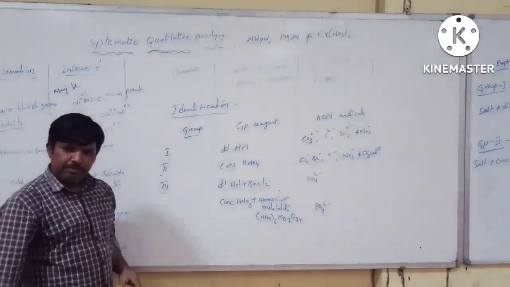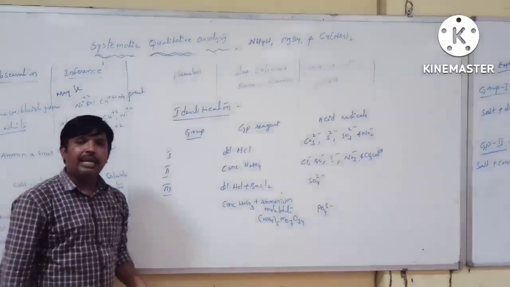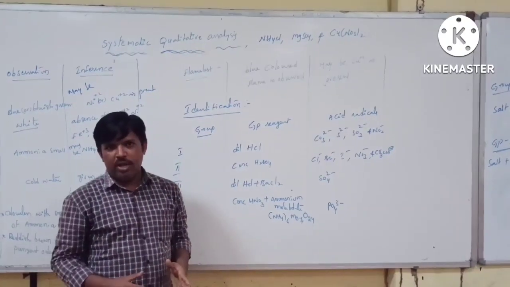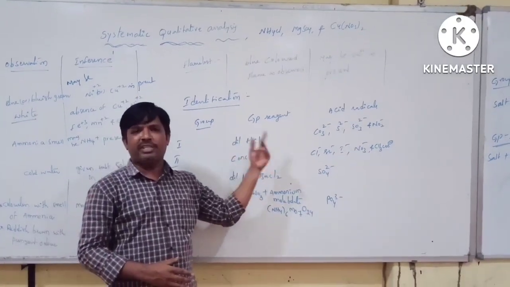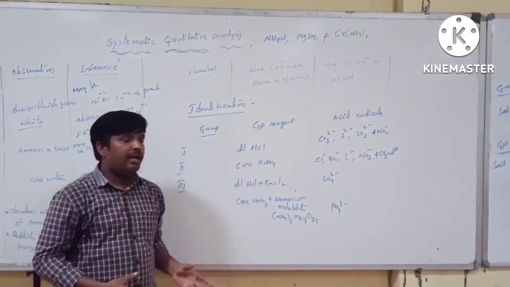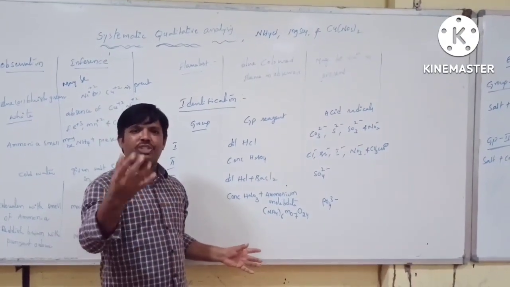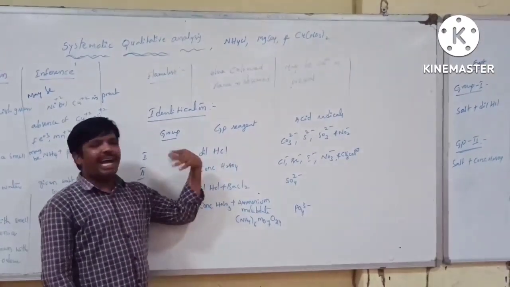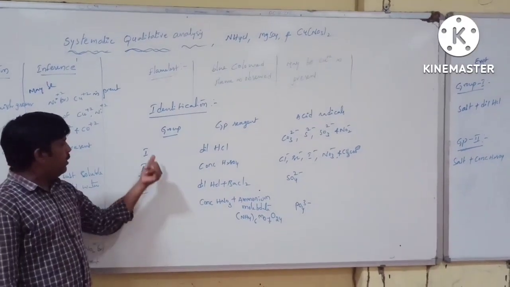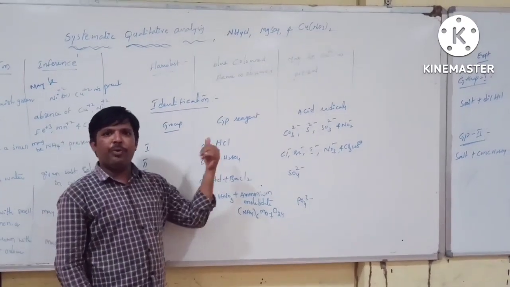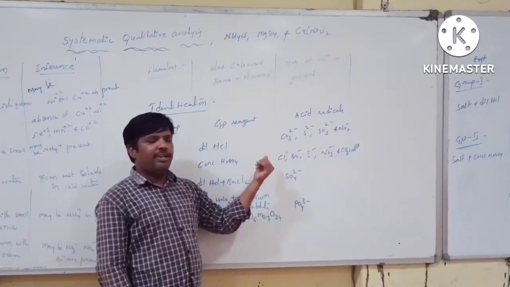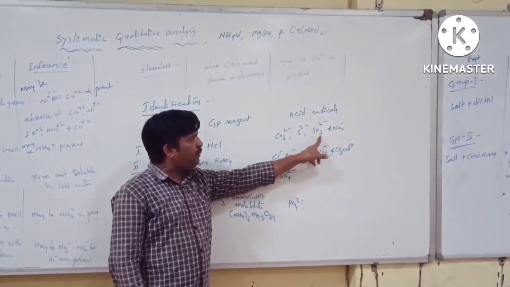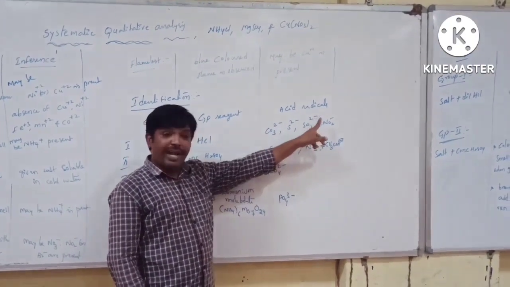Then we go for the identification test. We know that the anions present in the given salts are classified into three categories. The first group reagent is dilute HCl. In the viva also, ఈ group reagent అడగడానికి ఛాన్స్ ఉంది. That means acid radicals are classified into three groups: 1, 2, 3. Group 1 reagent is dilute HCl. In dilute HCl we will find four anions: carbonate, sulfide and nitrite.